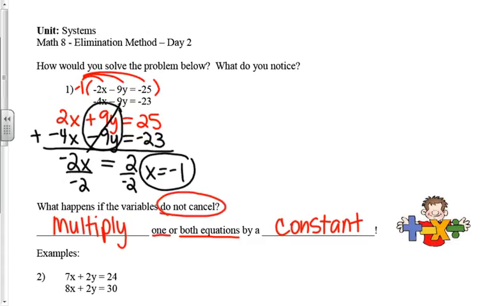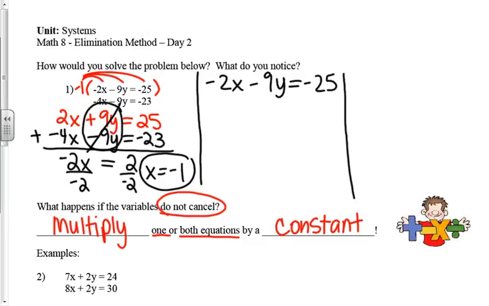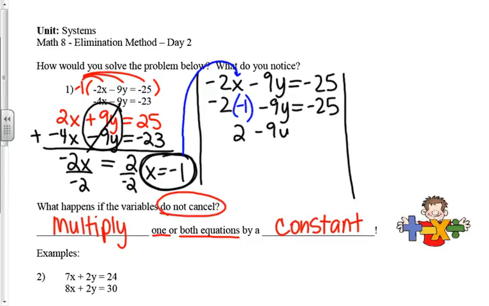Then I'm going to rewrite my original equation, keeping that 3-column method going that we talked about yesterday. I'm going to rewrite my original equation, negative 2x minus 9y equals negative 25, and I'm going to substitute in an x value of -1. So this x is going to go right here. So I'm left with -2 times -1 minus 9y equals -25, which is positive 2 minus 9y.